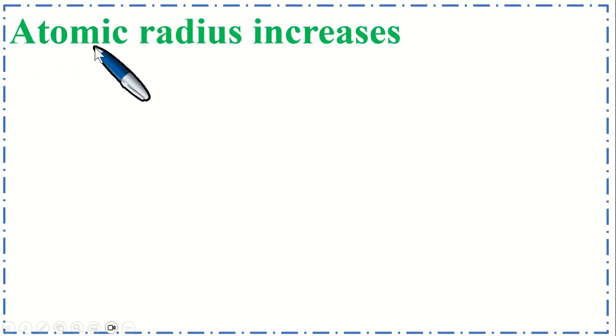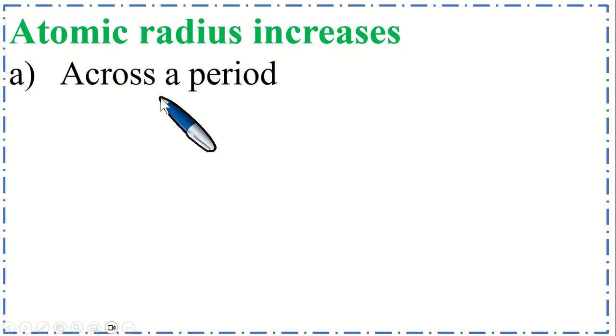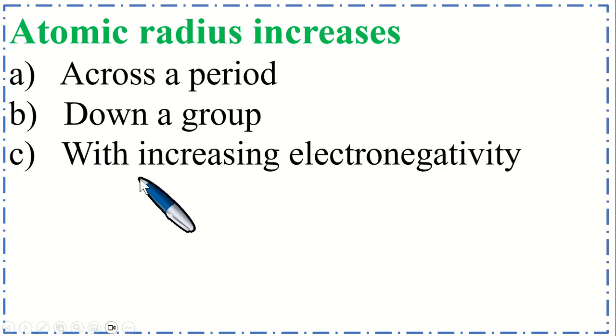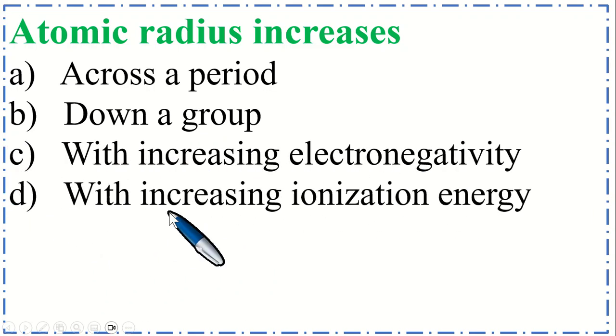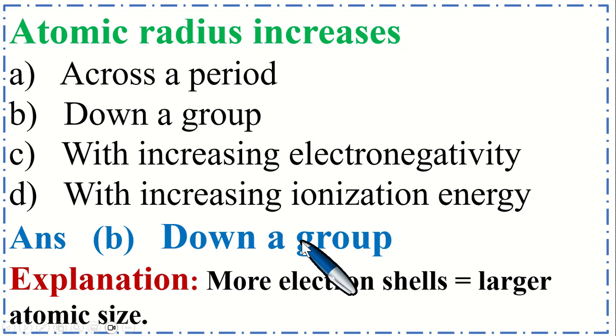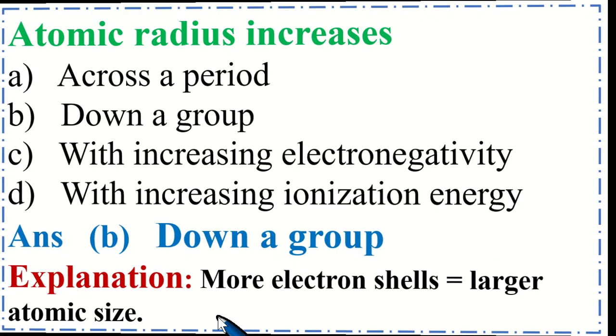So this is a very important MCQ. Atomic radius increases: option A, across a period; option B, down a group; option C, with increasing electronegativity; and option D, with increasing ionization energy. So the correct option is B, down a group. Explanation: more electron shells equal larger atomic size.